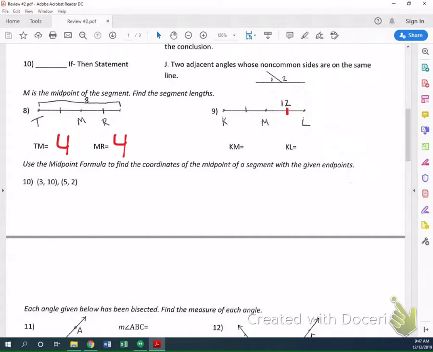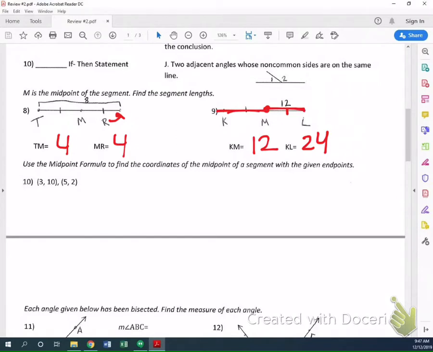Yeah, the wrong part's labeled R. The R should be over here. I'm not sure what that was. It should be 4 and 4. I just labeled it wrong. But on number 9, what's going on? 6. 24. The whole thing is 24. So if M is in the middle and this side is 12, what is this side? 12. So KM is 12, but KL is 24. So you have to pay attention. Are they giving you the whole thing, or are they giving you one of the halves?